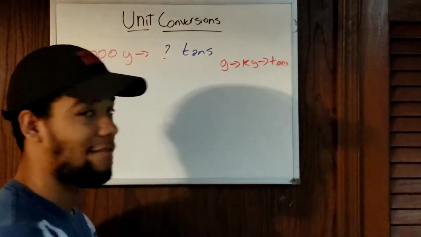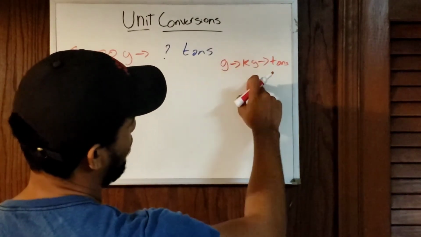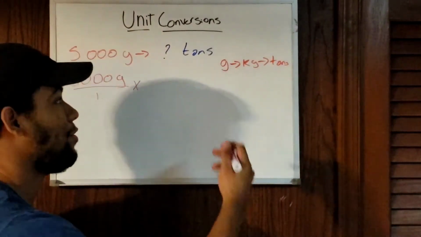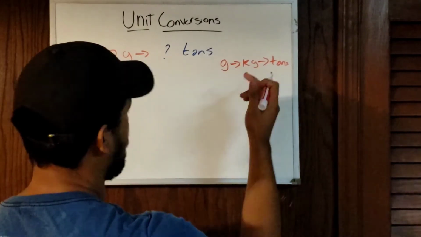And this is what you do when you don't have a direct connection. You have to chain these together. You have to chain grams to kilograms and then into tons. So that way, it's kind of like a path you follow, or a chain, if you want to call it that as well.